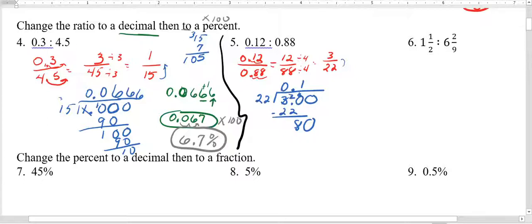22 times, let's see, 3. If I did 22 times 3, I get 66. If I did 22 times 4, I'm going to get 88. So I don't want 88, I want the 66. So this is going to be 3. I'm going to subtract 66. So 10 minus 6 is 4. 7 minus 6 is 1. And then I have a 0, and I'm going to bring it down. So that gives me 140.